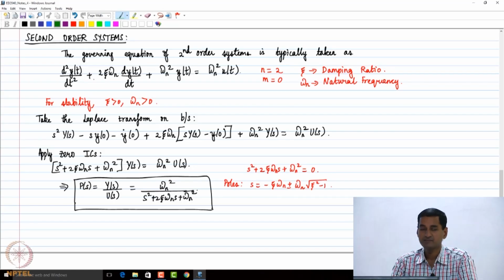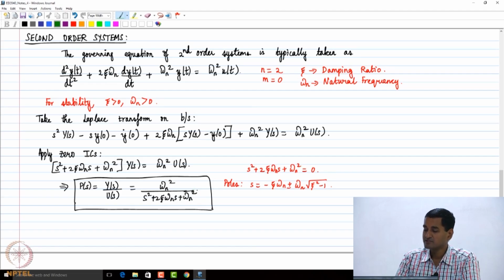So we stopped with the derivation of the transfer function of second order systems. We are considering the general governing equation of a second order system to be given by d squared y dt squared plus 2 zeta omega n dy dt plus omega n squared y equals omega n squared u. Applying the Laplace transform and using zero initial conditions, we obtain the transfer function to be omega n squared divided by s squared plus 2 zeta omega n s plus omega n squared. So that's where we stop.